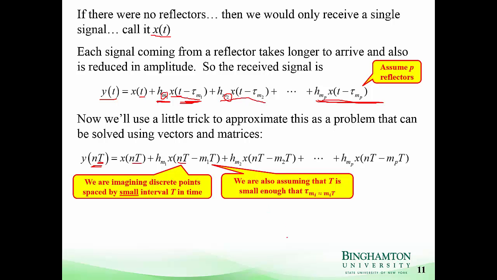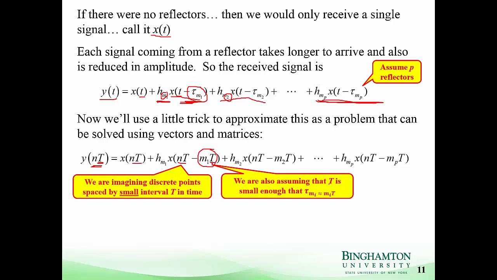And then here's the other trick that we're going to do. I have no idea whether this delay here can really be written as some integer multiple times some capital T, but I'm going to assume that it can be.